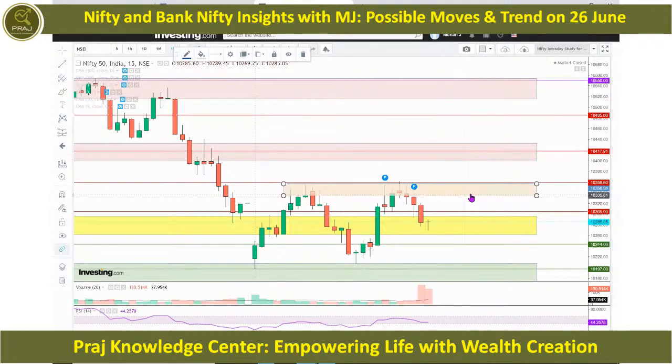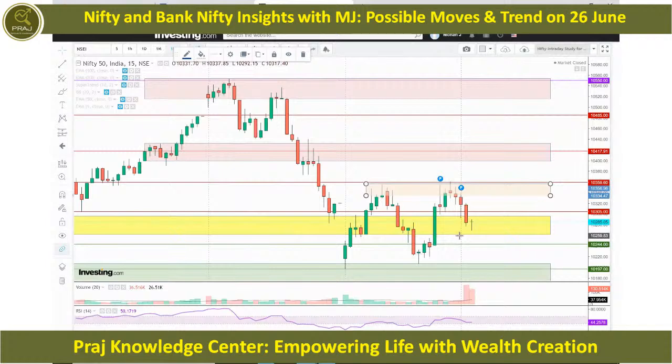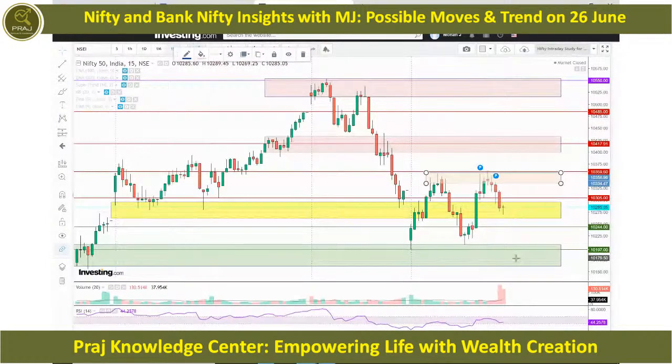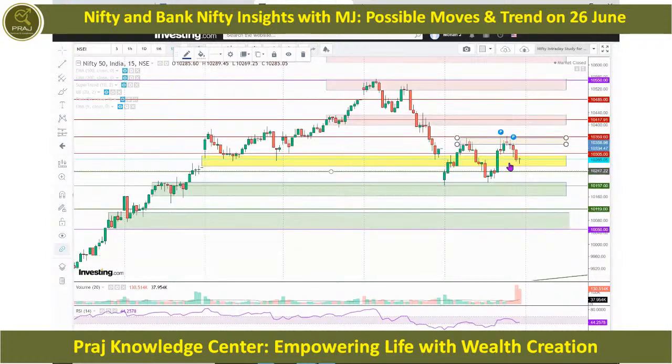If it is broken, then you can see this yellow zone, which is a kind of warning zone, no trade zone. You will get a support here, right? Now, if Nifty opens gap down and it takes a support here, watch out in this zone, then you don't trade. Wait for a clear signal like today.